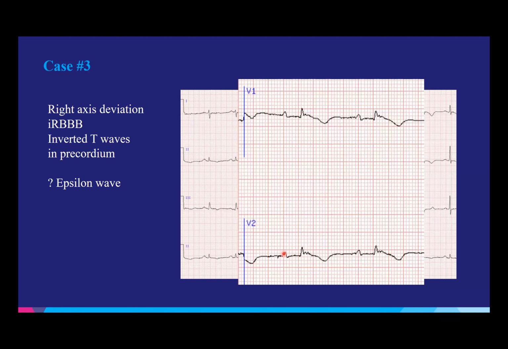Excellent. So what is the criteria for right axis deviation? The way I do it is usually if the vector is negative in lead 1 and positive in aVF, that will indicate a right axis deviation. Does anyone do it a different way? Yeah, I do it similarly, right? So, and what's an epsilon wave?